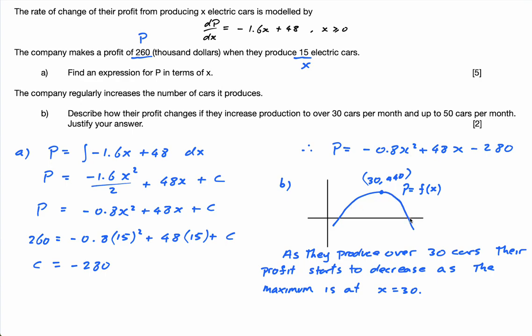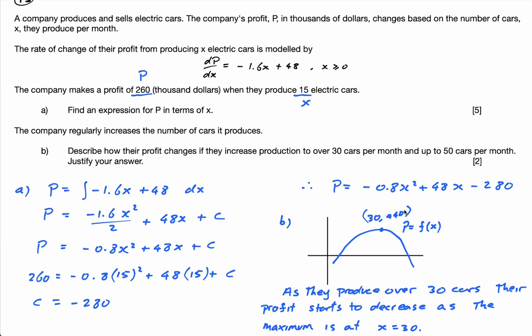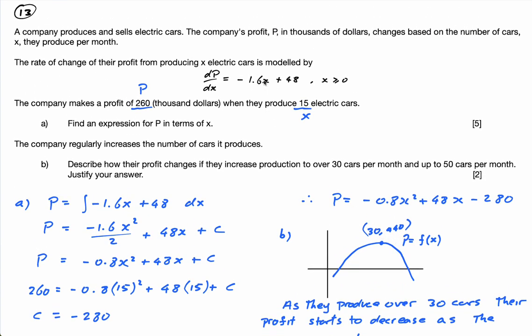And if they produce too many cars, they'll actually start making a loss, because, as I said, there's whatever reasons you can think of. The other way to think of it is, if you sub 30 in here, the rate of change would be 0. But anything bigger than 30, the rate of change would be negative. So for example, if you sub in 31, 32, 33, anything up to 50 or beyond, this will be negative. That means the rate of change of their profit is negative, which means the profit is decreasing.